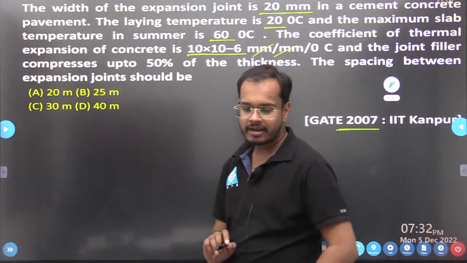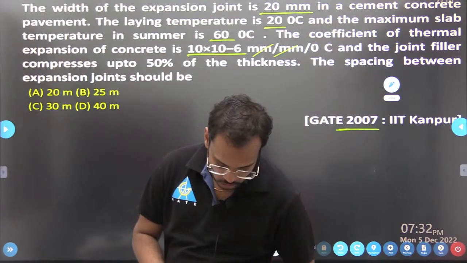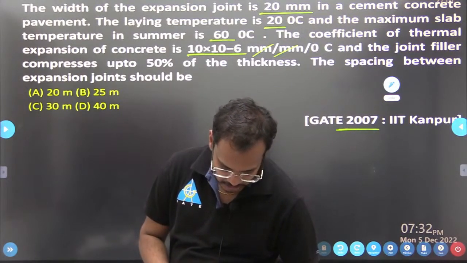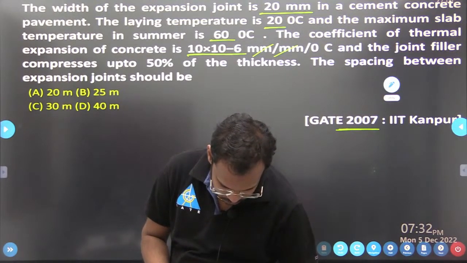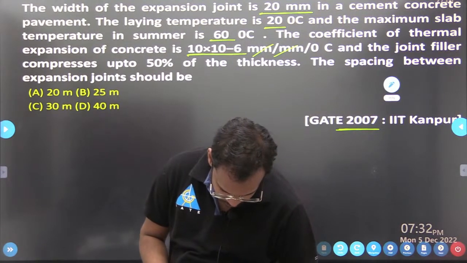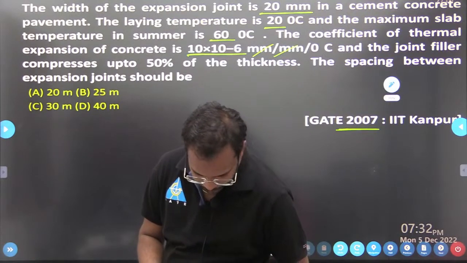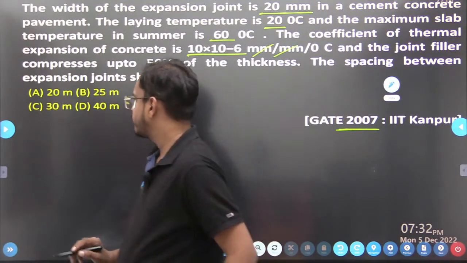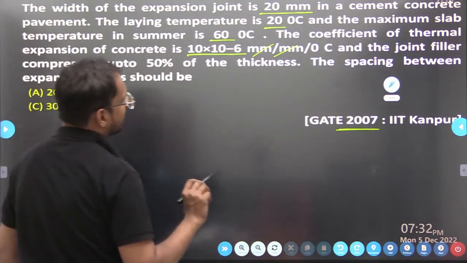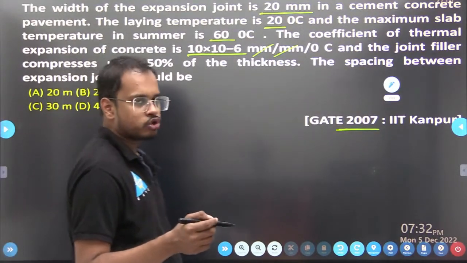We already know that expansion joints are always provided in such a way that after compression, delta by 2 gap should always be maintained.